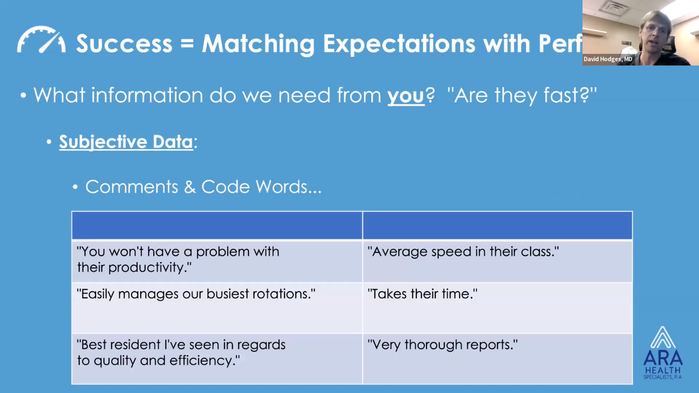We're quite used to the subjective data that we get in terms of comments and code words. And these are all comments that we've received over the last several years through the hiring process. So you may hear things like those on the left side, such as, you won't have a problem with their productivity, easily manages our busiest rotations, best resident I've seen in regards to quality and efficiency. And contrast that to the other quotes that we've heard on the right: average speed in their class, takes their time, very thorough reports.